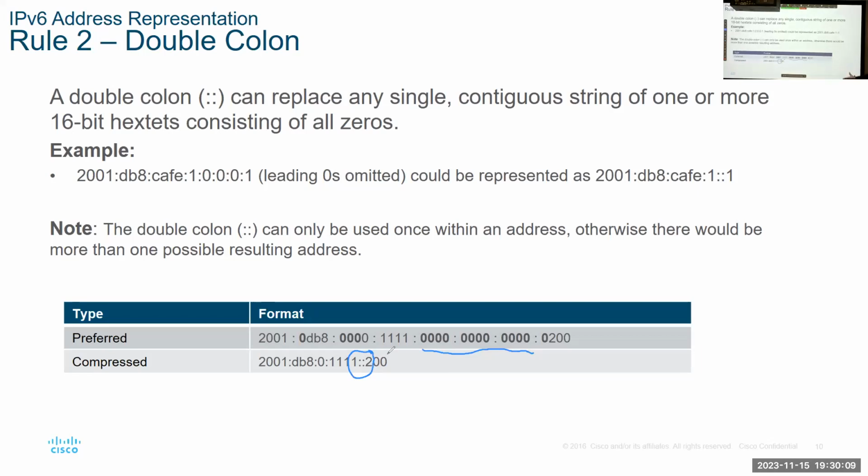Now you can only use it once, because when the computer looks at this, it sees that there's 1, 2, 3, 4, 5 hextets that have values. So it knows by the double colon that what's in between the 1111 and the 200 are 3 sets of 0 fields. But if you had 2 double colons, it wouldn't know how many 0 fields to put where. So it can only be 1.